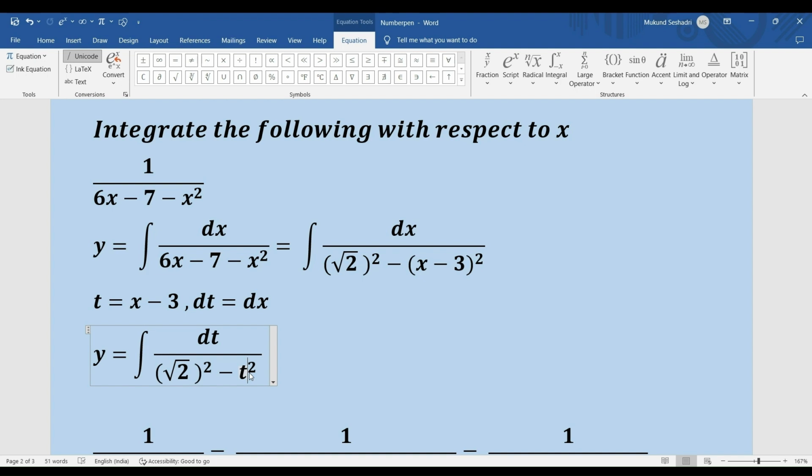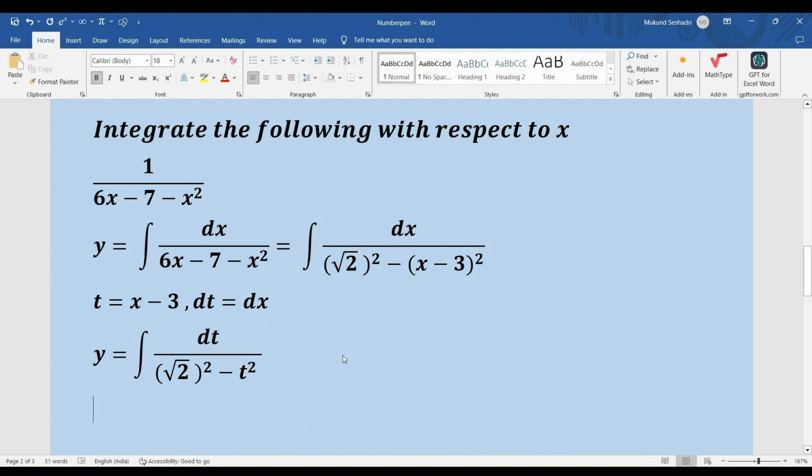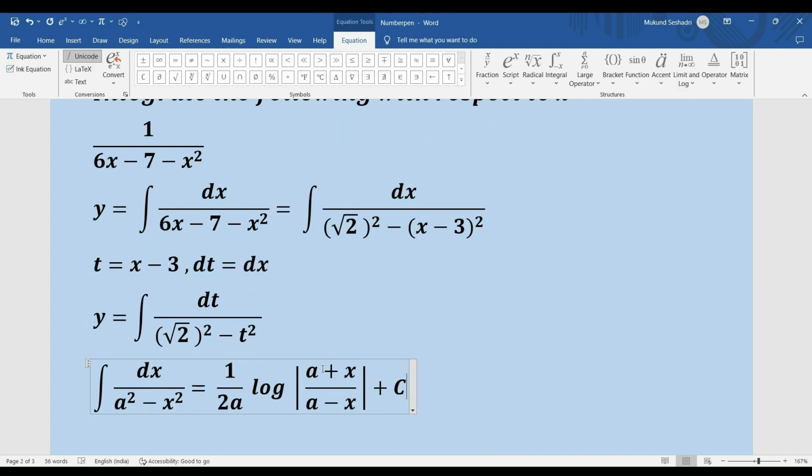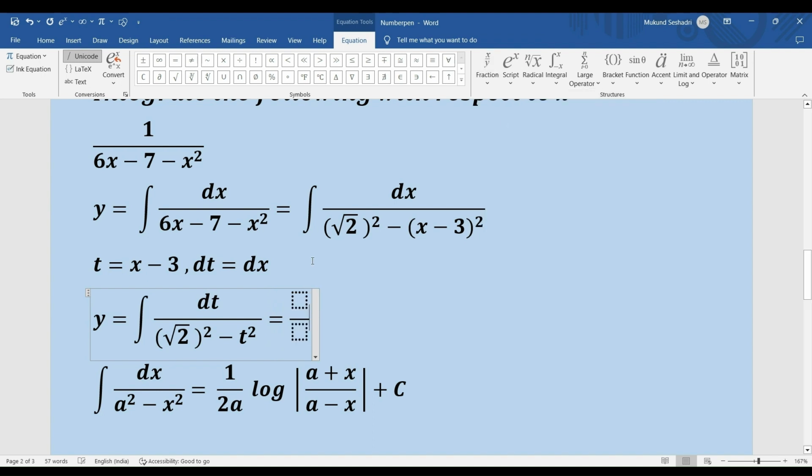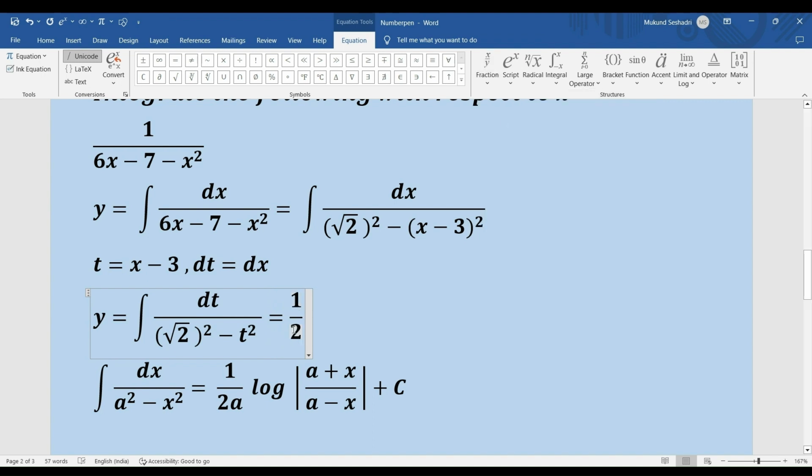And we have solved problems in the past by resolving them into partial fractions. Now I'm not going to resolve this into partial fractions here. I'm going to use the formula we have for integral of dx by a square minus x square. So that's the formula I have. Integral of dx by a square minus x square equals 1 by 2a times log of mod of a plus x by a minus x plus c, right? Now in place of a, we have root 2, and in place of x, we have t, right? So all that I'm going to do is straight away make the substitution to arrive at the answer.